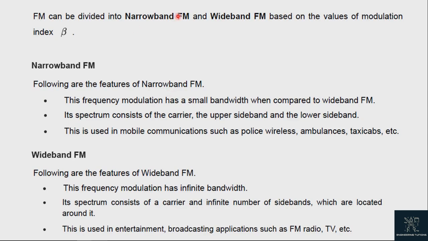FM can be divided into narrowband FM and wideband FM based on the value of the modulation index β. If β is less than 1, then this is the case of narrowband FM.